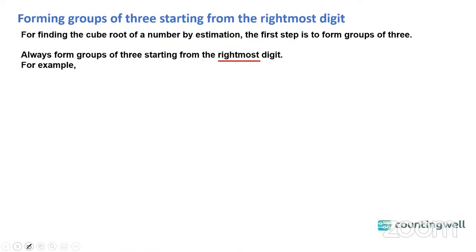Now let us see forming groups of 3 starting from the rightmost digit, while you are using the method of estimation to find the cube root of a number. So the first step is to form groups of 3. Whenever you are forming the groups of 3 digits for any number, you should start from the rightmost digit, or the extreme right of the number.